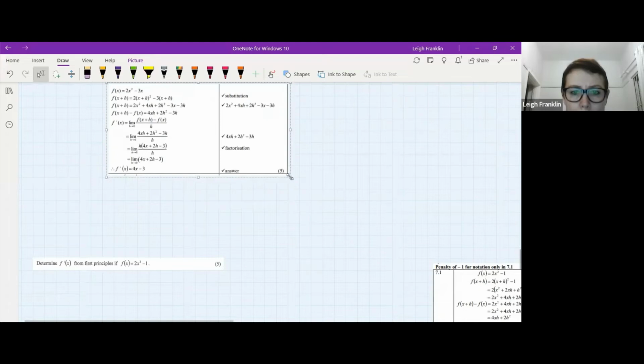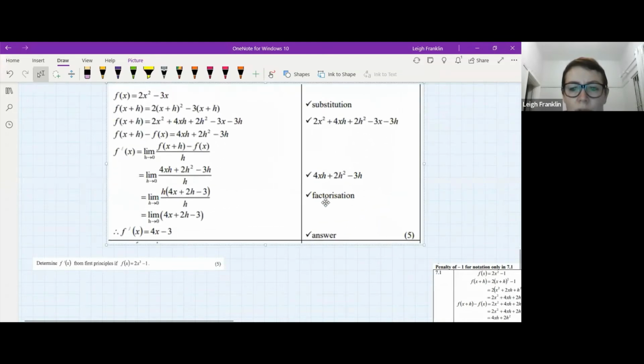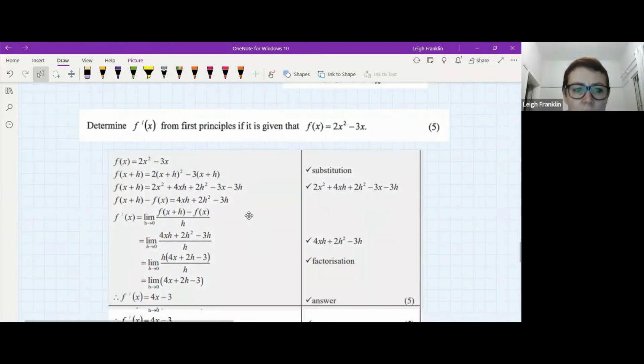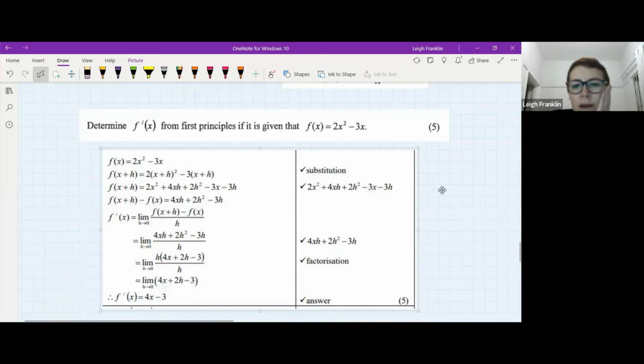Okay. So you can see what the 5 marks are for. A mark for subbing in your x plus h, a mark for working out f of x plus h. It's just so much easier to work out the difference and then sub that in. You have to show that you factorized and cancelled.